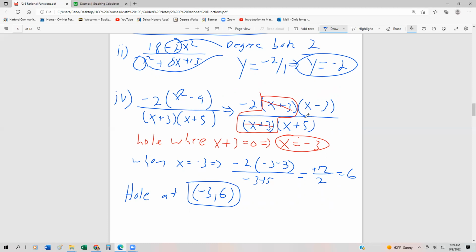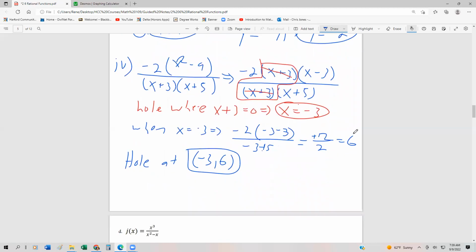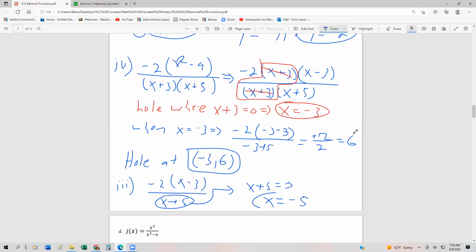When we do that, we're going to take this simplified expression, and we're going to set the denominator equal to 0. So that's actually really easy. That's going to be (-2x - 3) divided by (x + 5). The vertical asymptote is going to occur when x + 5 is equal to 0, so the vertical asymptote is x equals -5.